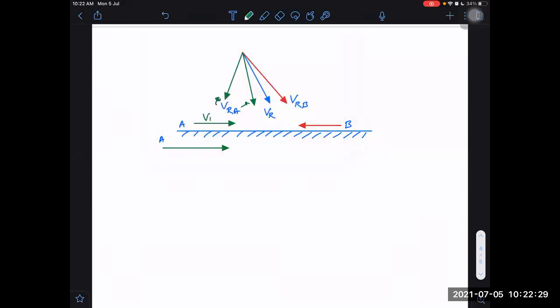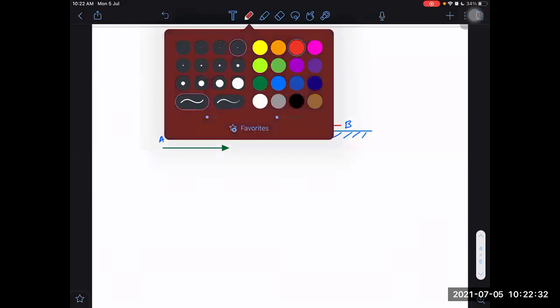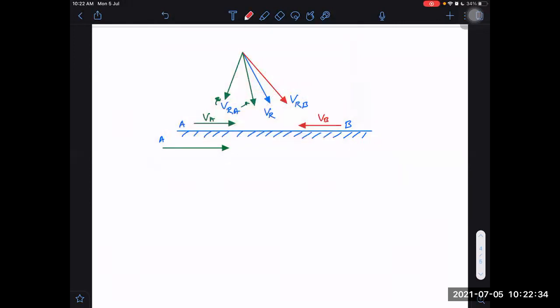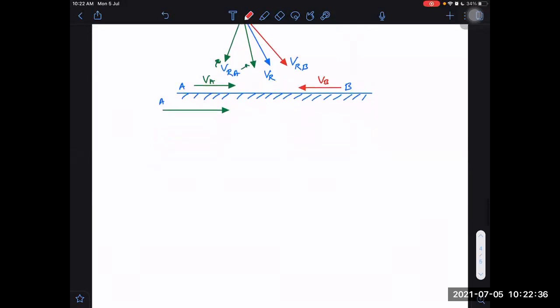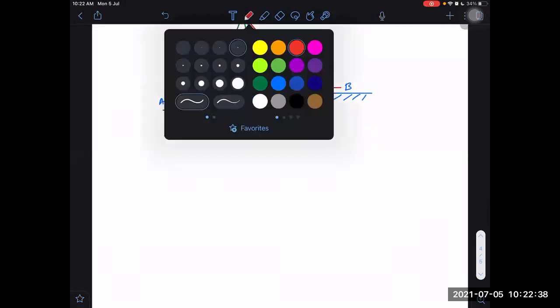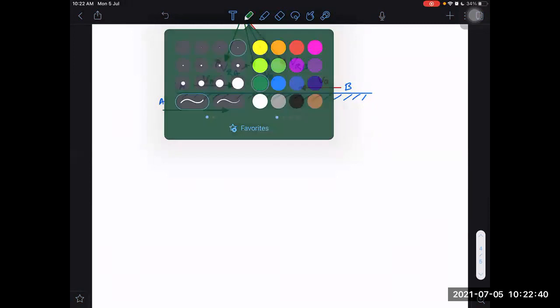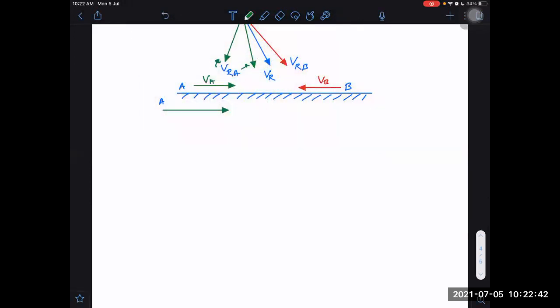This is VA and this is VB. In 3 dimension, the situation will be somewhat more complicated. Let me discuss the 3D situation. Let us say velocity of rain is vertically downwards.